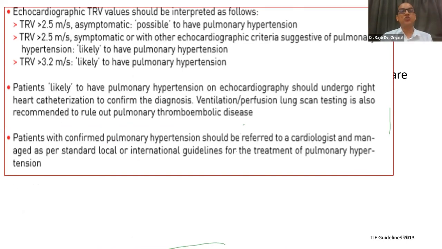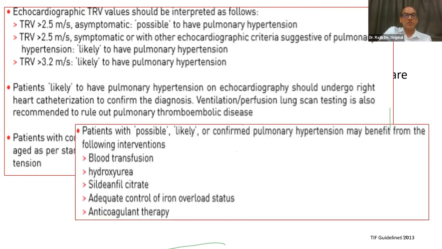If TRV is more than 2.5 m/s, then the patient may be asymptomatic. But if the tricuspid velocity is more than 3.2, the patient is likely to develop pulmonary hypertension, and may need more frequent transfusion and adequate treatment for pulmonary hypertension. Hydroxyurea is an important component for that.